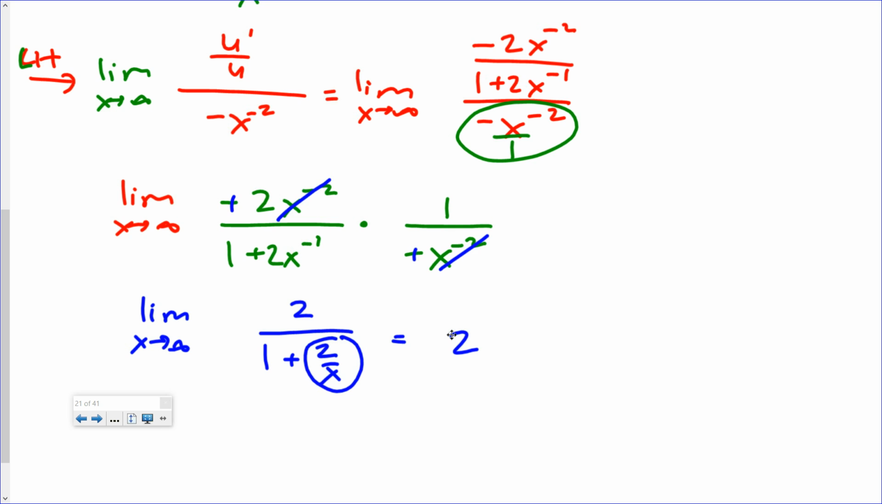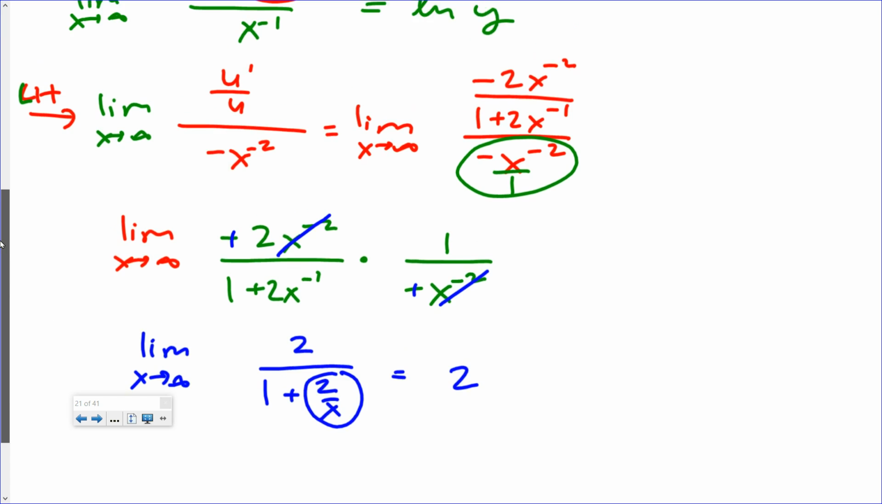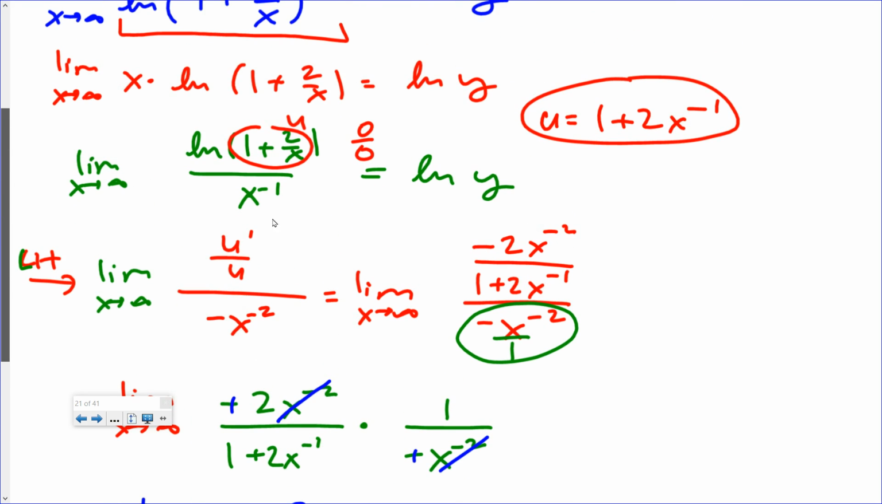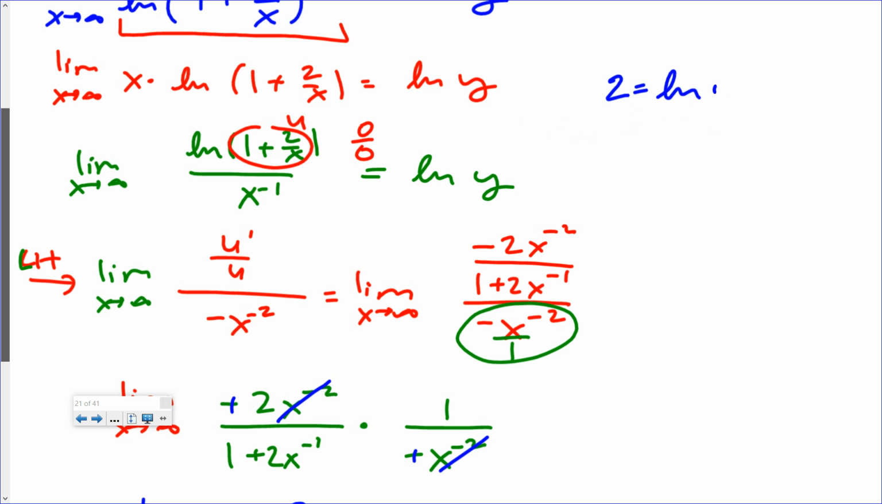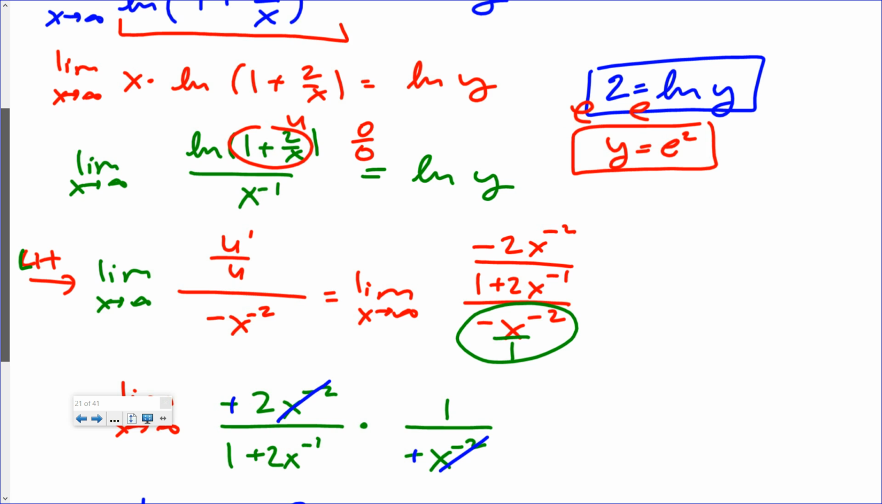Okay, but be careful. My answer is not 2. I just worked the left side of this problem. This side of the problem is 2. So what's 2 equal to? ln of y. So I know 2 is equal to ln of y. And we made a deal, okay? If you could solve for y, you could solve for the answer to this problem, right? So how can you isolate your y here? E both sides. So what's your y equal to? E squared, and that is your answer to this problem.